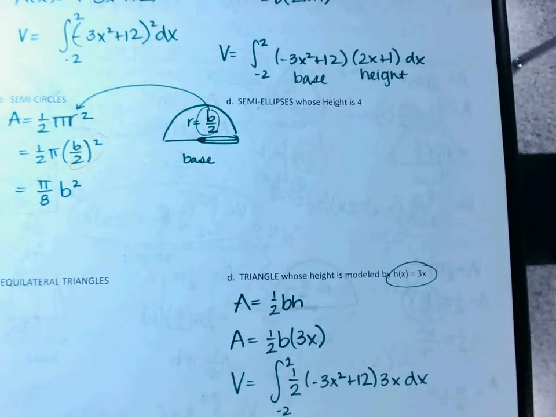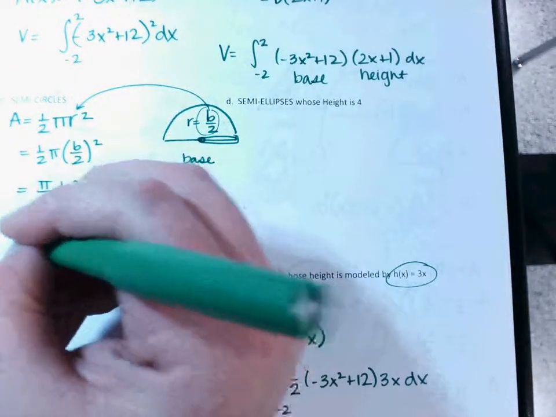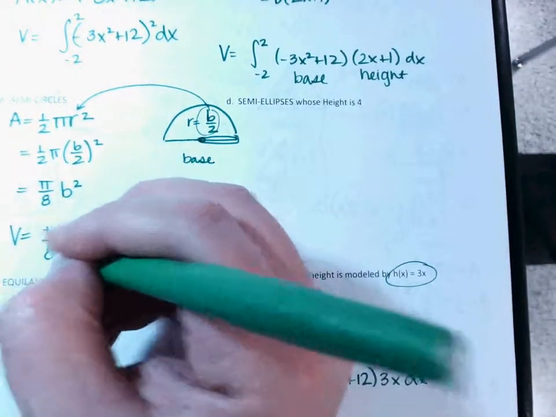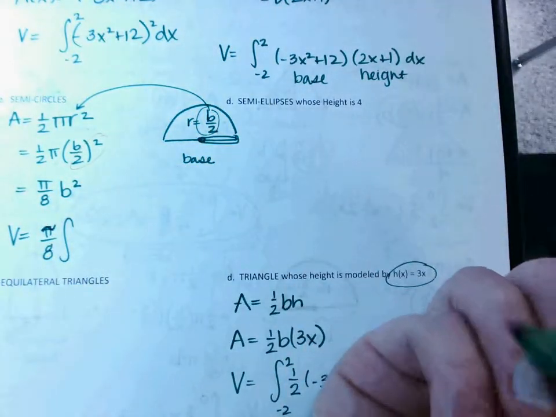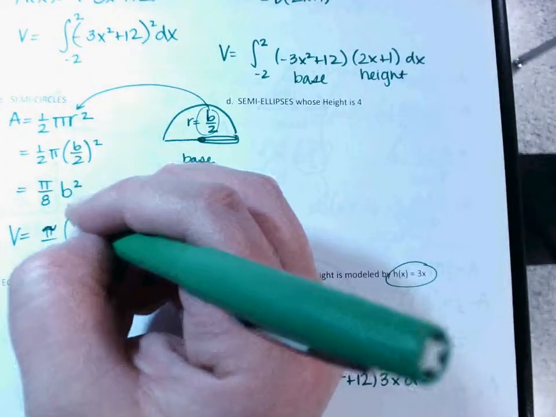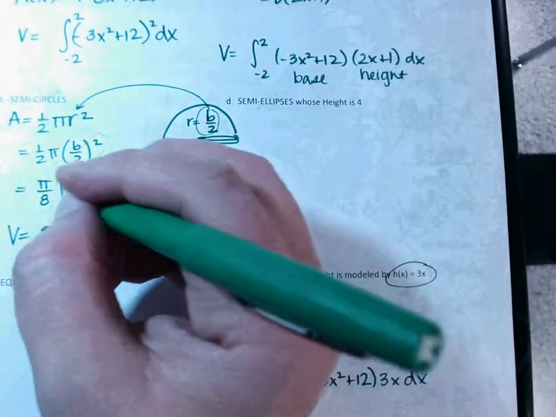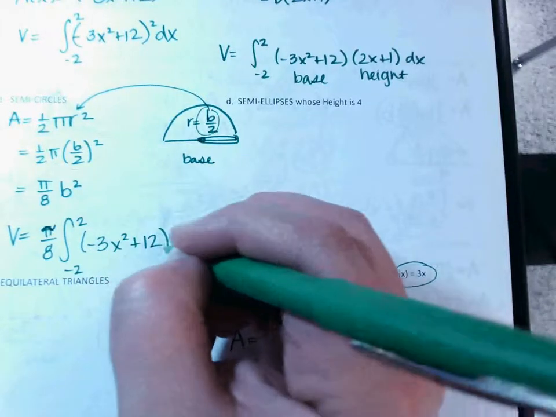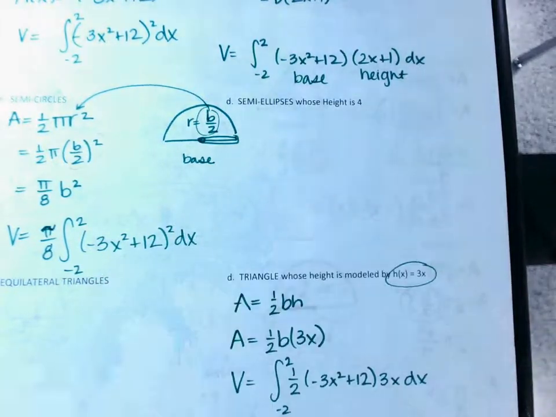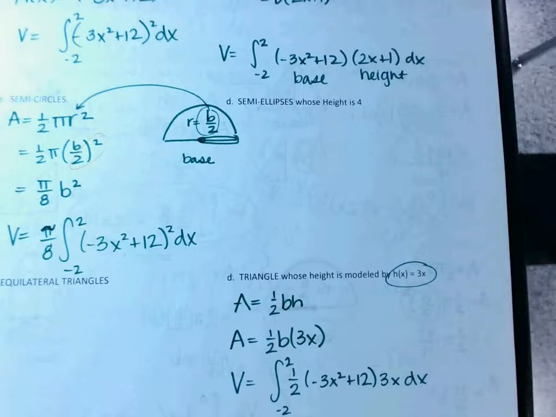Then remember, I already found my b earlier. So it'd be pi over 8 times the integral. That's supposed to be a pi. Your endpoints were from -2 to 2, and then your base squared would be -3x squared plus 12 squared dx. Okay?